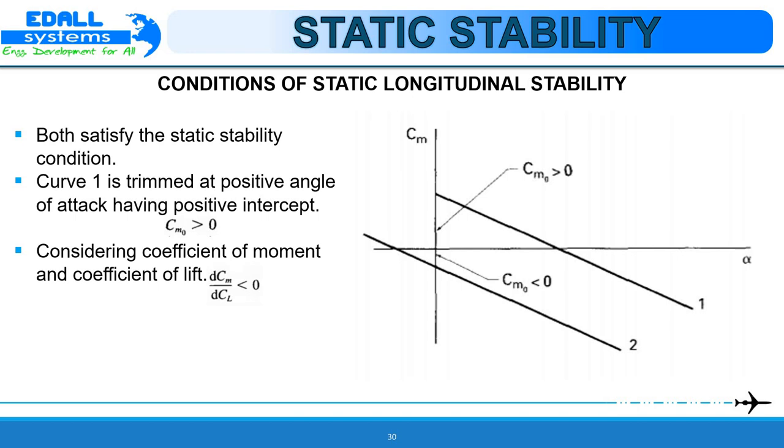In this case, the requirement for static stability would be ∂Cm/∂Cl is less than 0. Hence, two conditions are related by the following expression here, which shows that the derivatives differ only by slope of a curve.